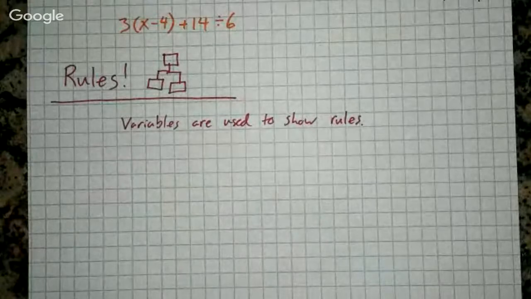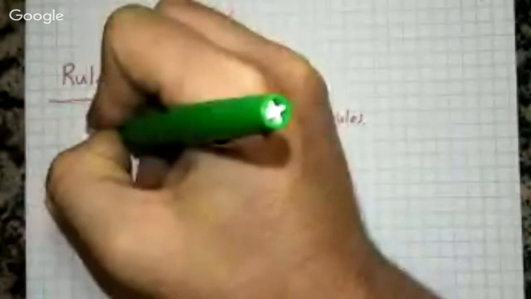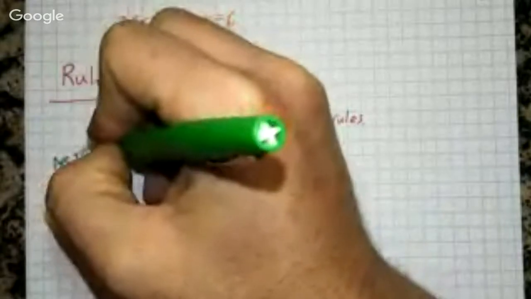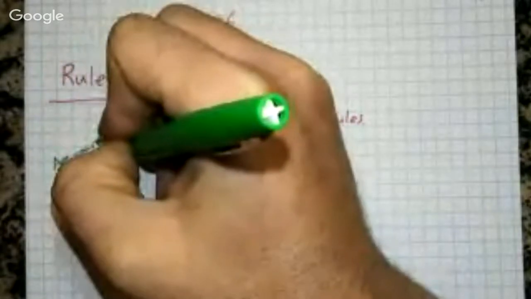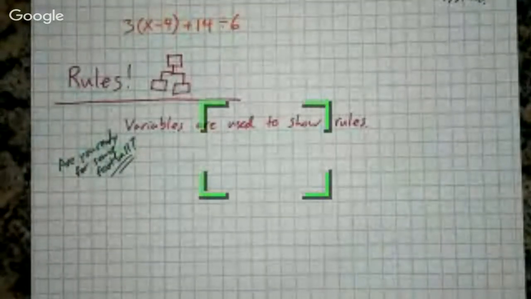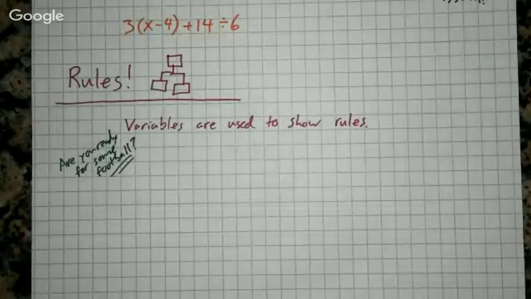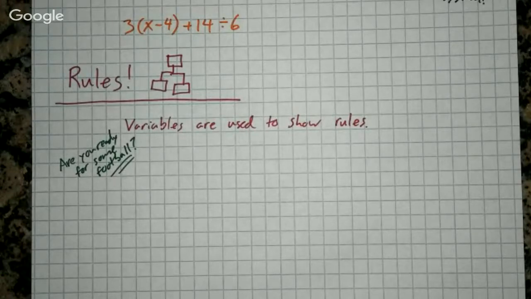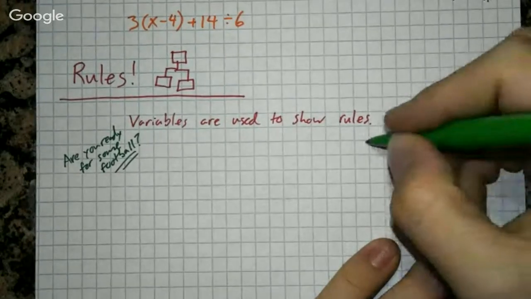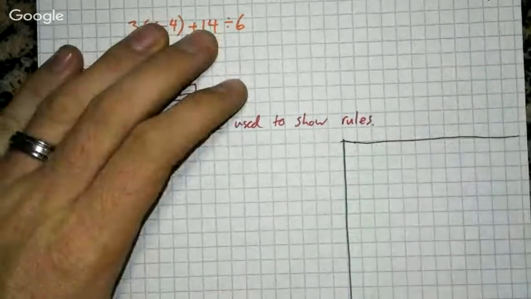Because it's football season and I love football so much, we're going to frame this a little bit around football. Are you ready for some football? Woo! All right. So variables are being used to show rules. So let's go ahead and see what I'm talking about here. I'm going to draw a little football field over here on the side so we can see what I'm talking about.